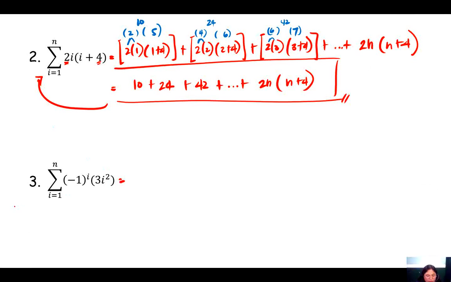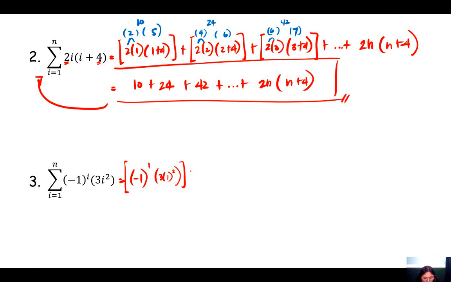Let's have number 3. The starting point again is 1 and it is infinity. We don't know what the ending is, so let's just substitute the value of i until 3. We have negative 1 raised to 1 times 3 times 1 squared.